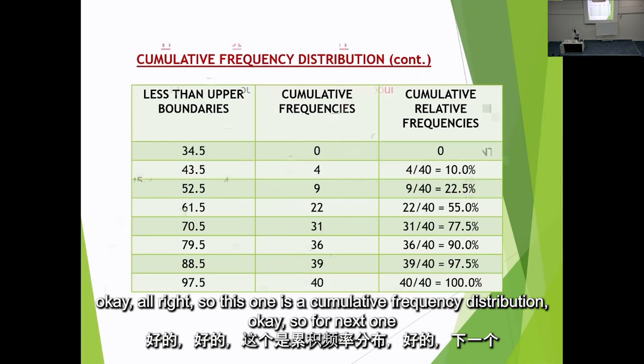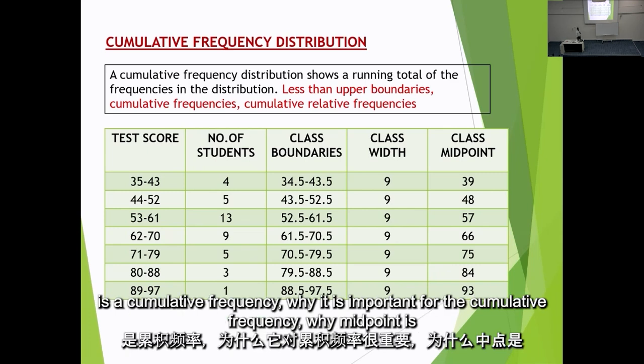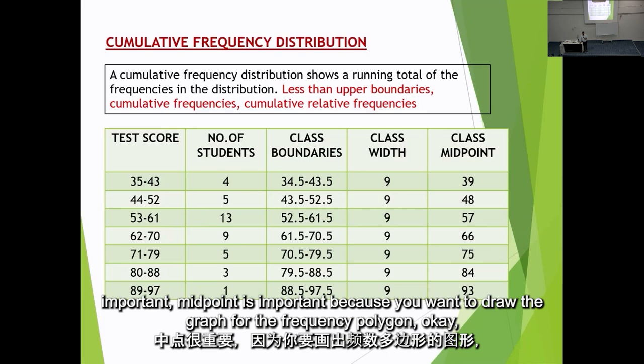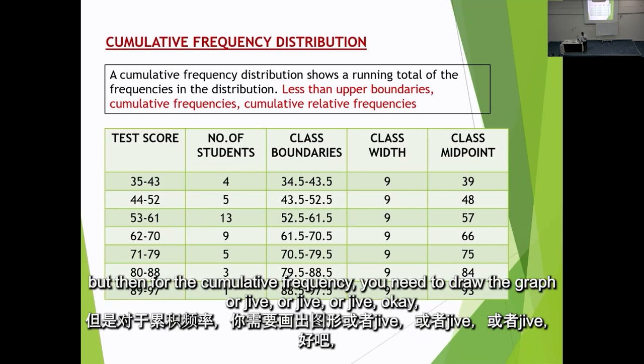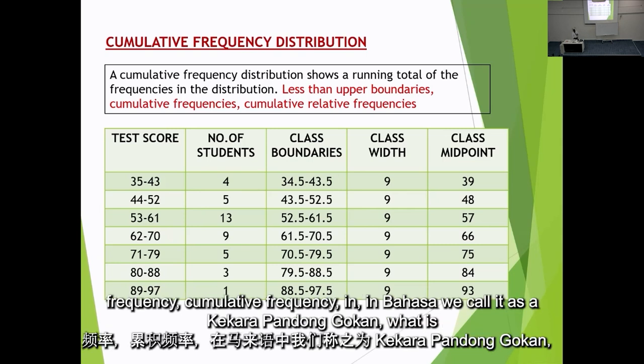So this one is a cumulative frequency distribution. The next one is the cumulative frequency. Why is it important? Why is the midpoint important? The midpoint is important because you want to draw the graph for the frequency polygon. But for the cumulative frequency, you need to draw the graph called the ogive. So for this one, what is the class boundary here? What is the cumulative frequency?